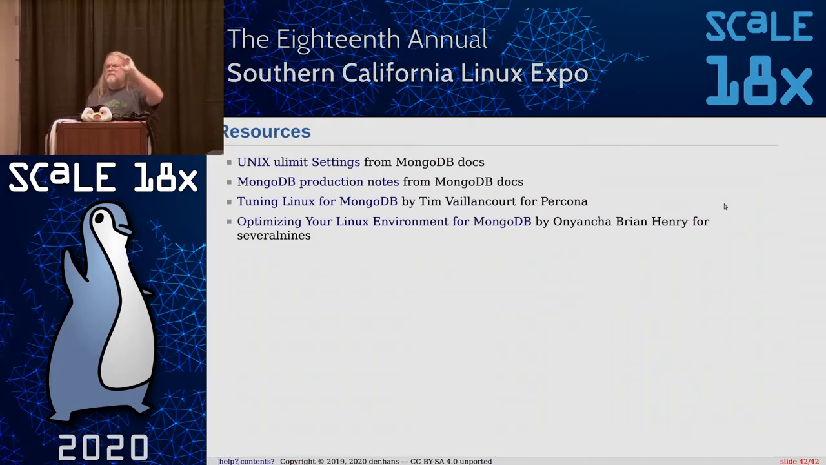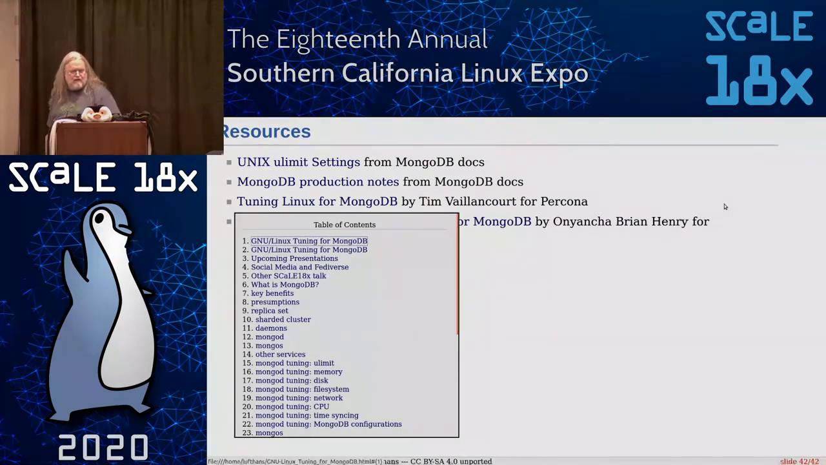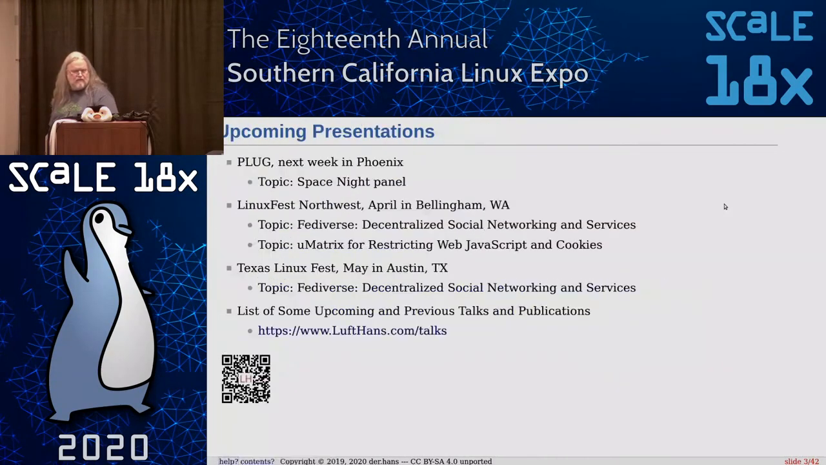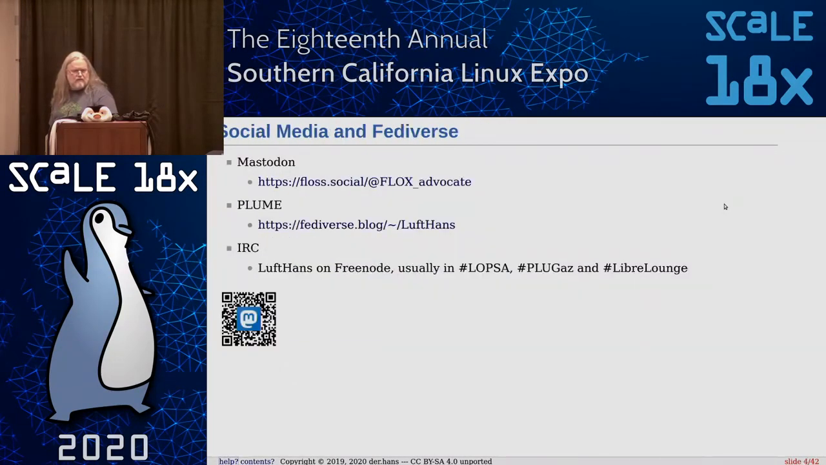Once I post these slides, you can go follow the links. So Unix ulimit settings for MongoDB. Some other stuff from Tim Vaillancourt, a Percona document that was in there. That was really good. And I think that's the last slide. So I'll go back to how to get a hold of me if you want.